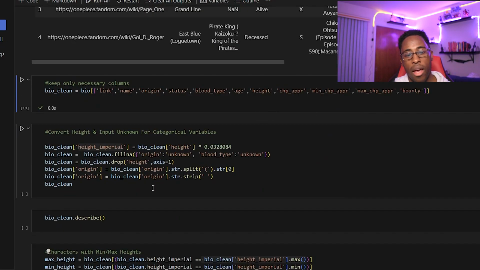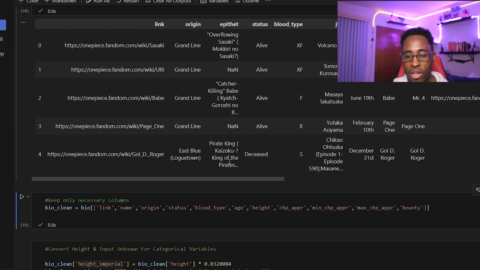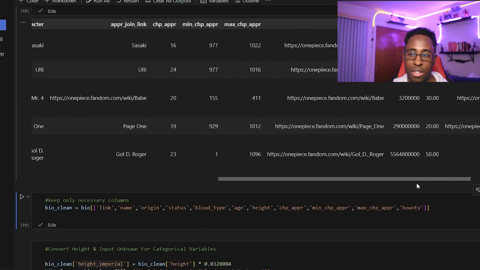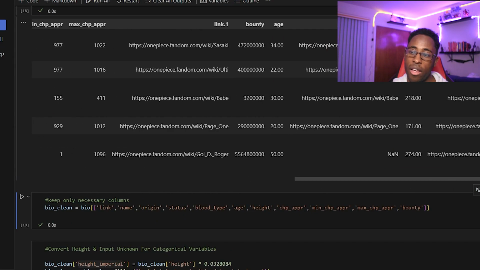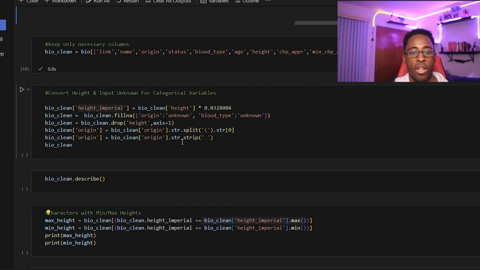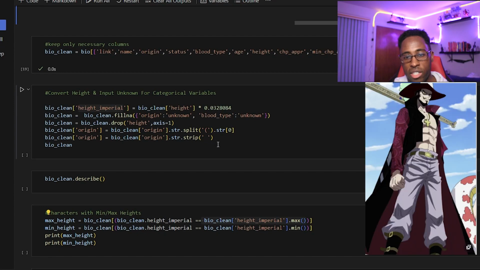and BioClean. And then because I operate in the Western Hemisphere and we use the superior means of measuring, aka the metric system, I had to go up here and change the height measure, which is in centimeters, to feet. So that's what I do here, and then I also fill in some NAs. Some characters don't have their origin filled in, or they don't have their blood type, so I just plugged in unknown for those.